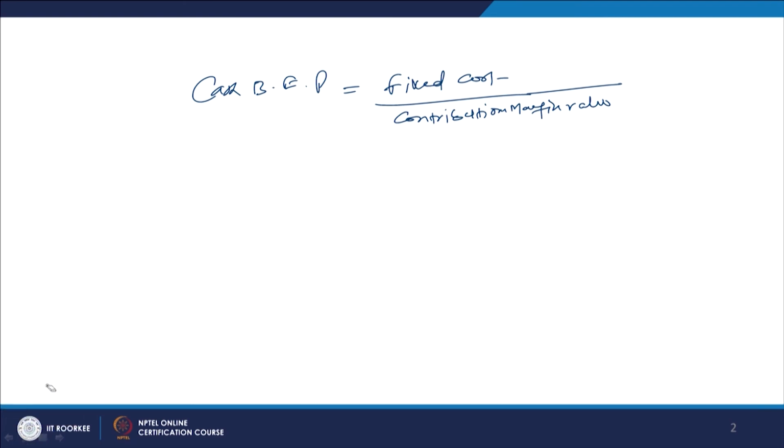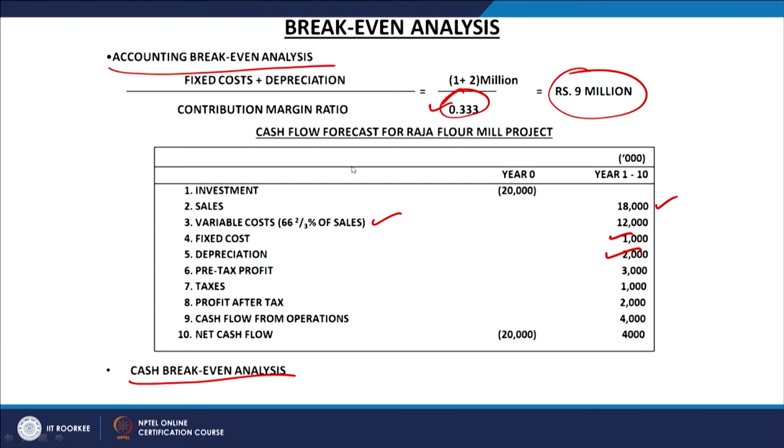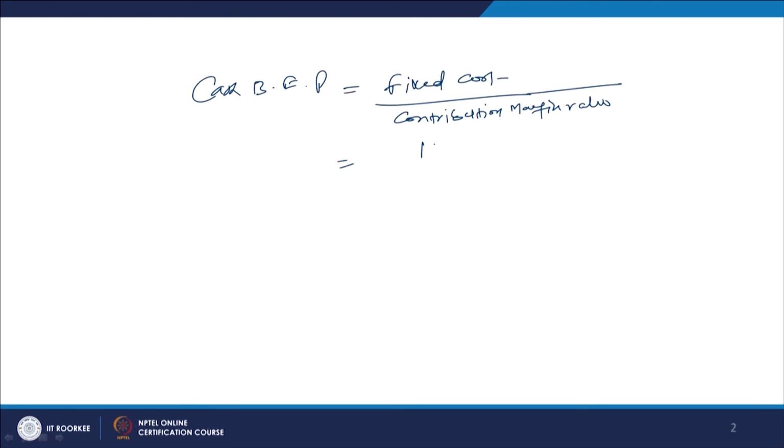if we calculate the cash break even point from this, how can we calculate it? We do not have to include the depreciation now. So, what is the fixed cost? If you look at the fixed cost, only the fixed cost is 1 million rupees. So, it is going to be 1 million divided by the contribution margin ratio, and this is going to be how much? 0.333, and if you calculate this, it comes up as 3 million rupees. It works out as rupees 3 million.